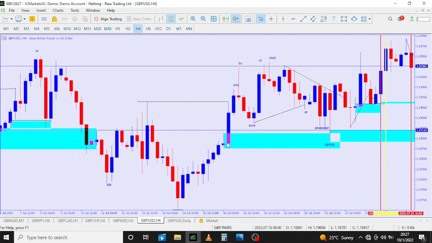Every demand zone was mitigated. Only this one, that sponsored the break-off structure, was left unmitigated. Every demand zone below was taken care of, was mitigated.